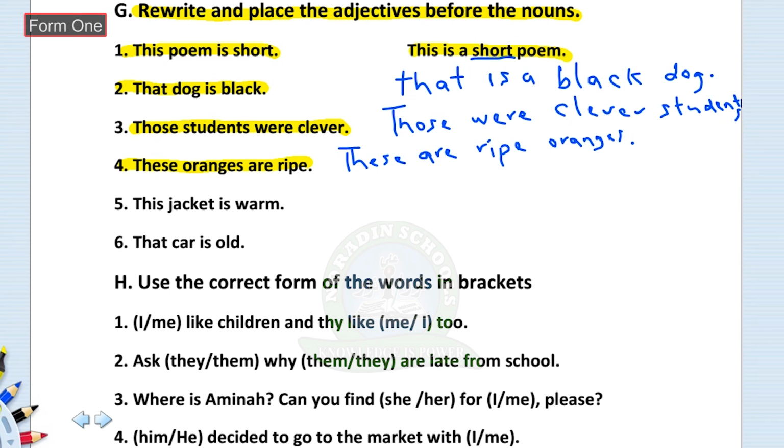Five, this jacket is warm. Change the word order, and it becomes, this is a warm jacket.